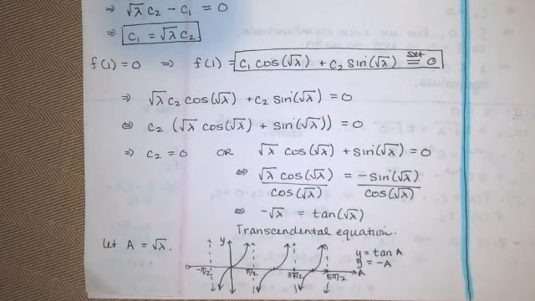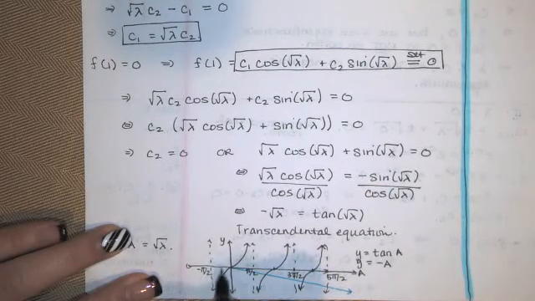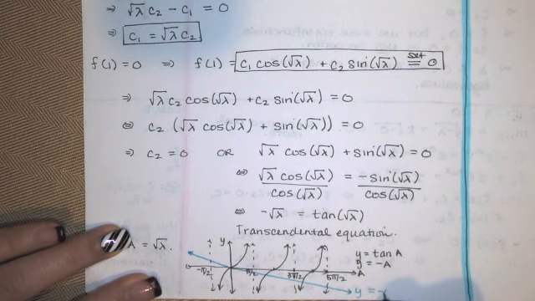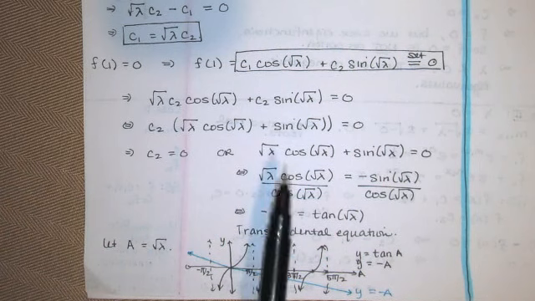Well, y equals negative a is going to look roughly like this. Of course, not to scale, right? It's supposed to be a straight line, y equals negative a. Now, I can't solve this equation algebraically, but I can see that I have infinitely many solutions.